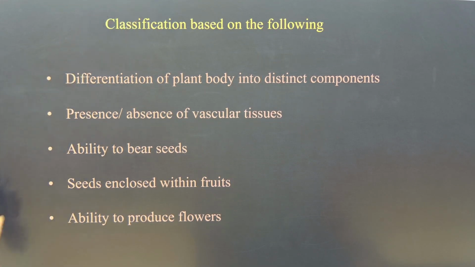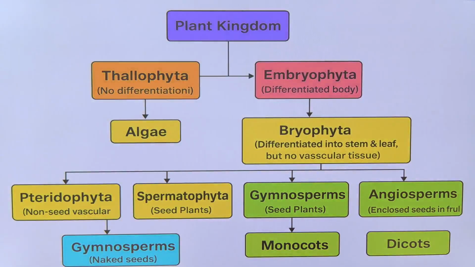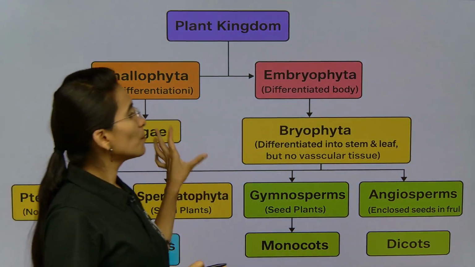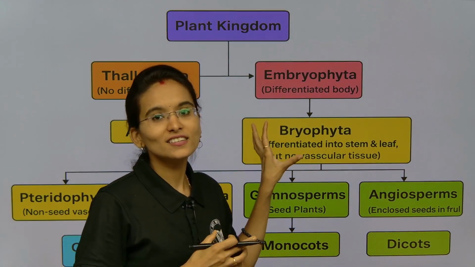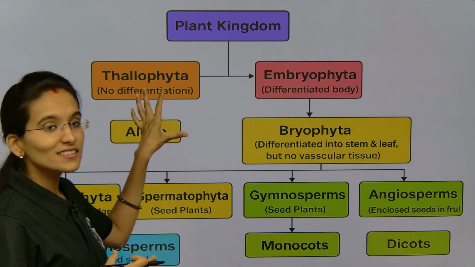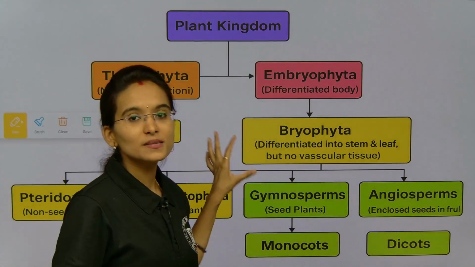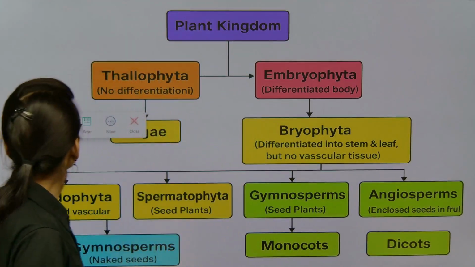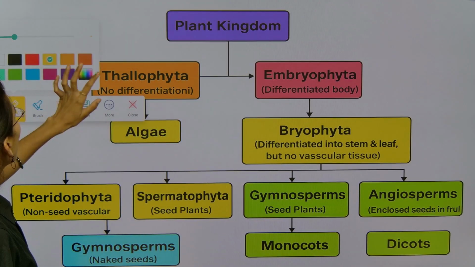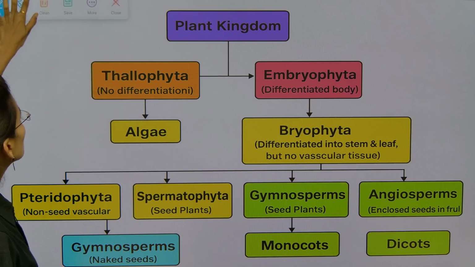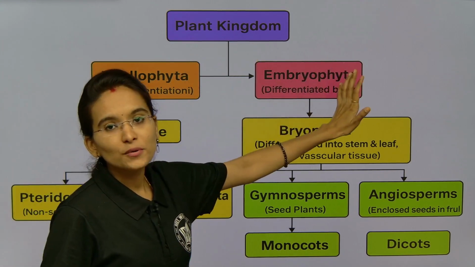So, now we are going to see one of the most important classification flowcharts. Everyone quickly take the screenshot of it, my dear students. I am just going to summarize how the plant kingdom has been subdivided. Look into this: the plant kingdom is divided into Thallophyta and Embryophyta.